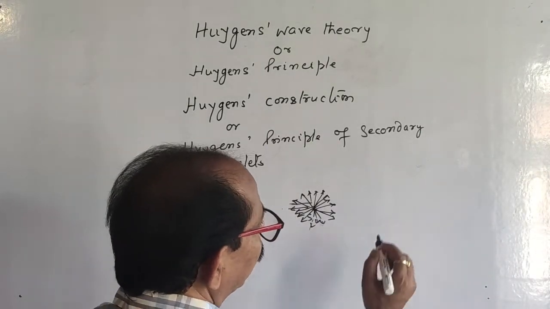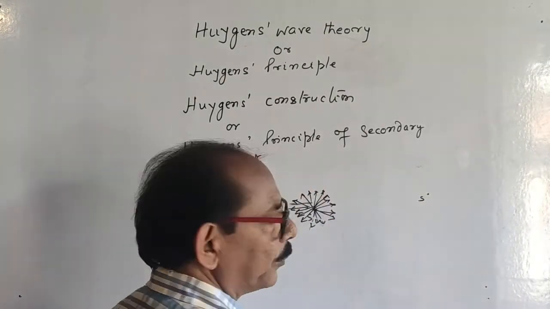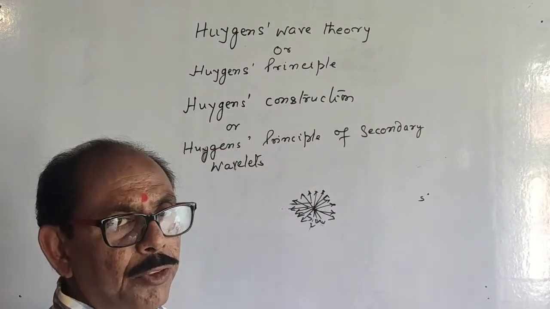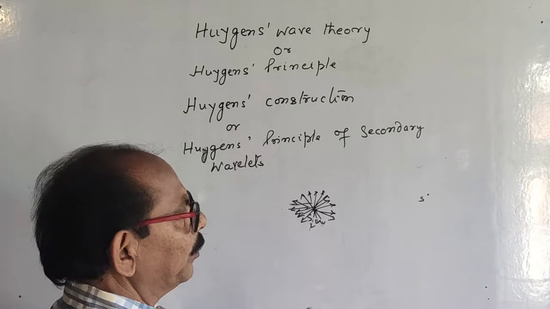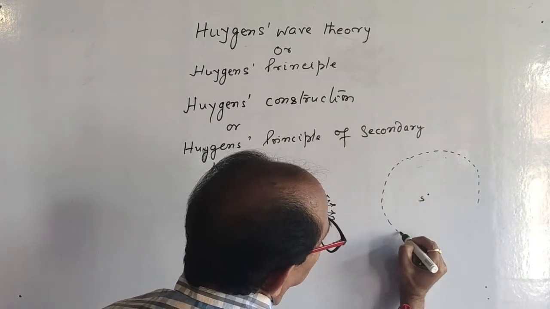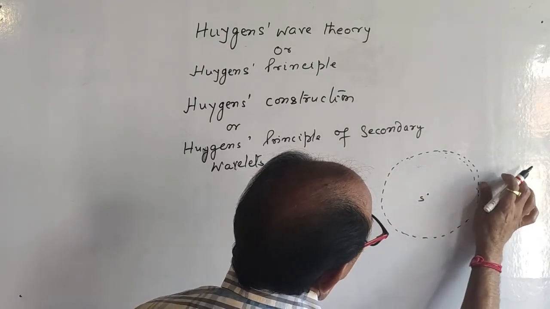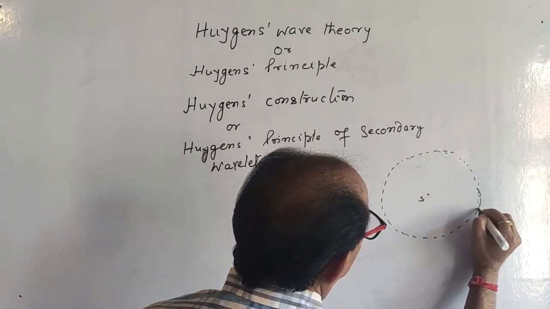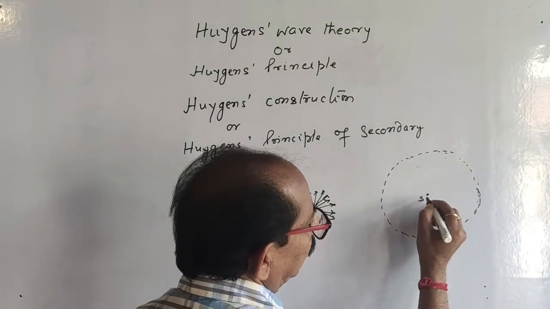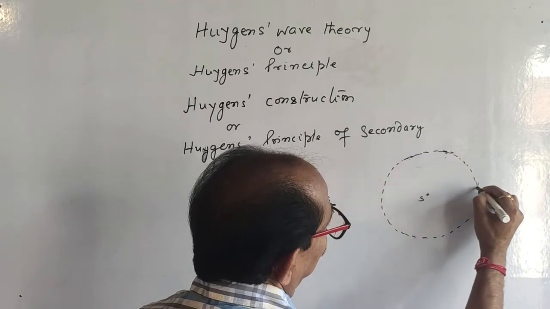Now we think, suppose that this is a point source S. It emitted the wave. At any time we consider it travels to a certain distance. We can assume, taking S as the center, and draw a circle on the plane.